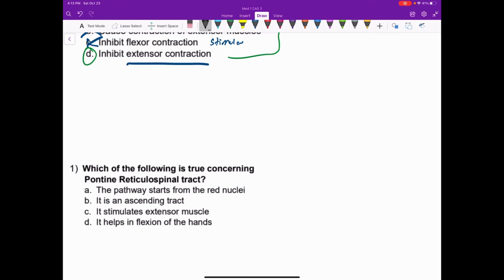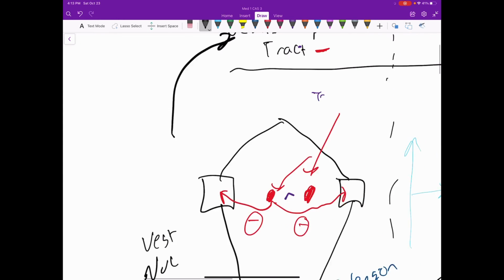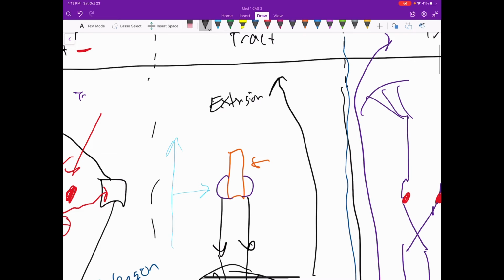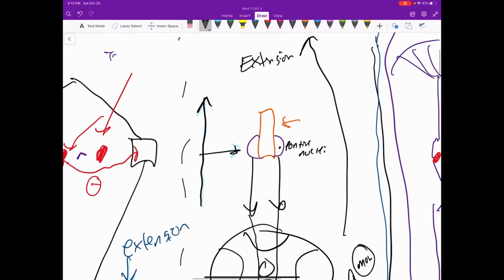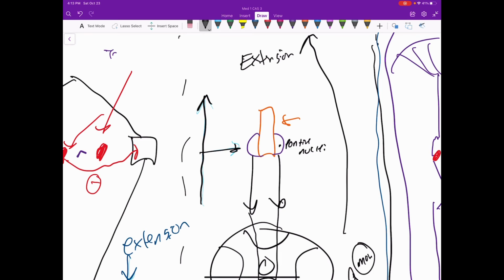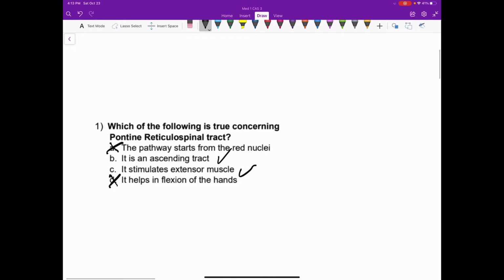The pathway starts from the red nuclei. No, it does not. Where does it start from? We said ascending fibers, right? It receives the information from the ascending fibers, and it targets what? The Pontine nuclei. Okay. Does it start from an ascending tract? Yeah, it does. Does it stimulate extensor muscles? Yes, it does. What else? Does it help in flexion of the hands? No, it does not. So, the fibers come from the ascending tract, and it also helps with what? Extension. So what are our answer choices? B and C. This is correct.